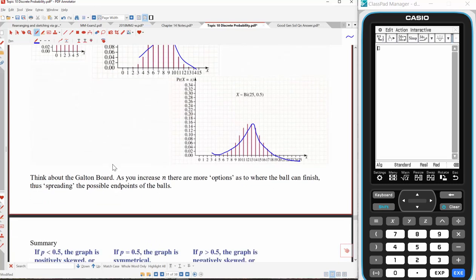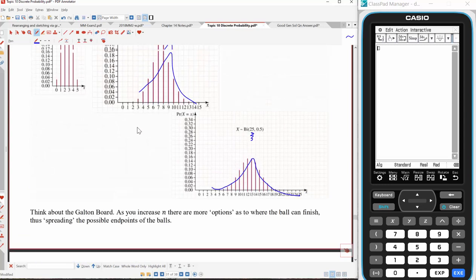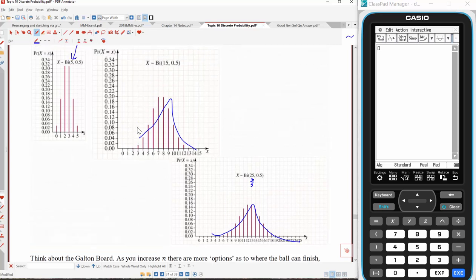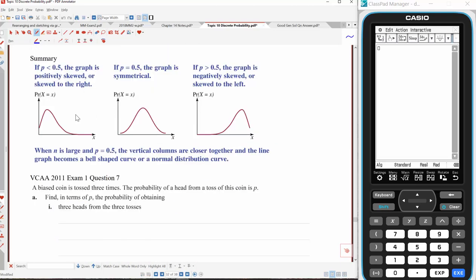And if you think about it in terms of the Galton board, as you increase n, there are more options as to where the ball can finish, thus spreading the possible endpoints of the balls. So as this n value increases, it just gives us more and more options. With relatively few options, the different ways to spread the ball is fairly low, but it just becomes more and more spread out. And that's just a summary of what we've just gone through with the Galton board there.